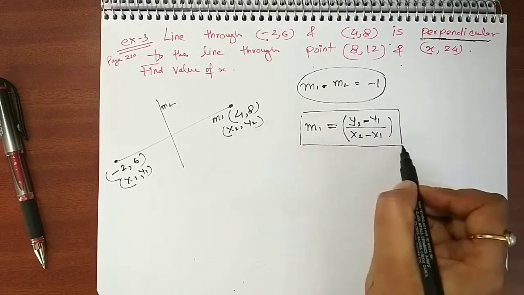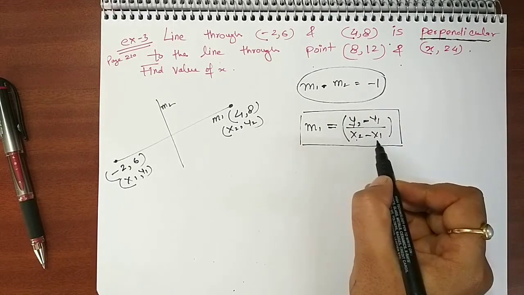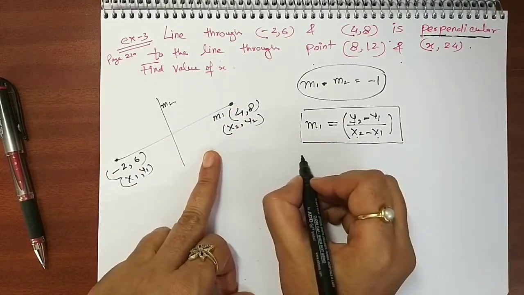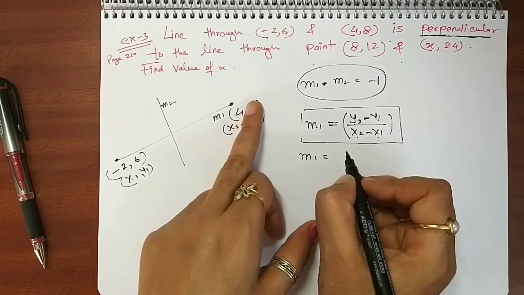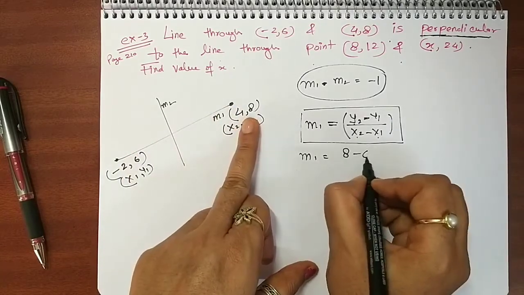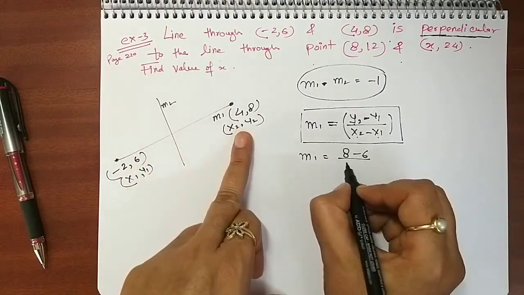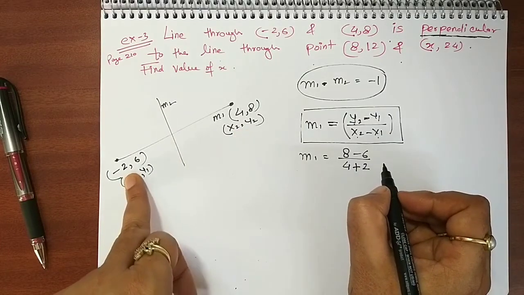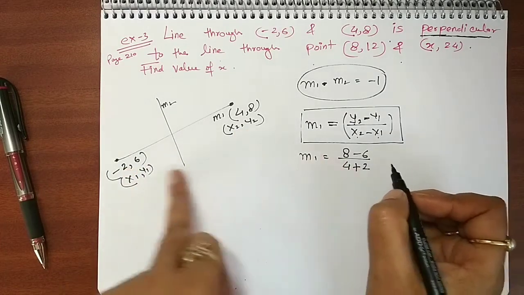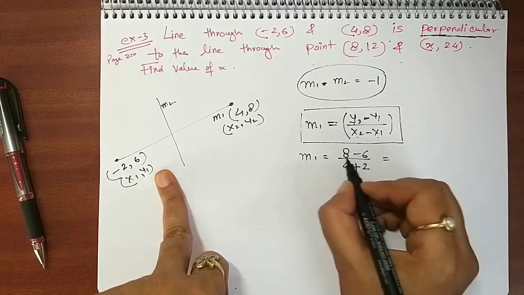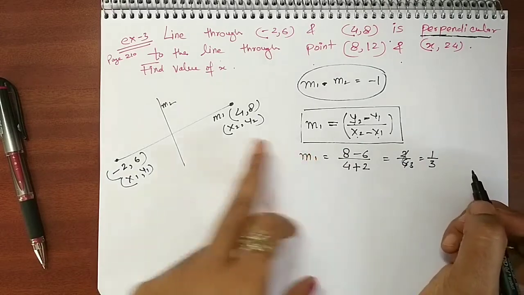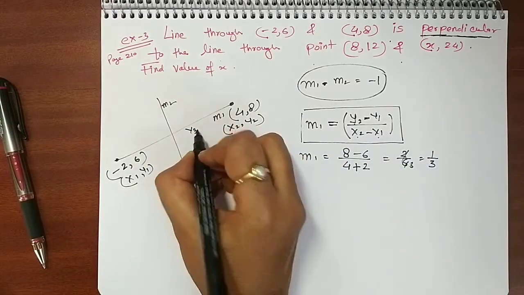m1 is equal to (y2 minus y1)/(x2 minus x1) for this line. So my first slope will be y2 minus y1, which is 8 minus 6, over x2 minus x1, which is 4 plus 2. Correct. Why plus 2? Because when I do 4 minus (minus 2), minus will become plus. So I am getting 2/6, which is 1/3. So my first slope is done, it is 1/3.